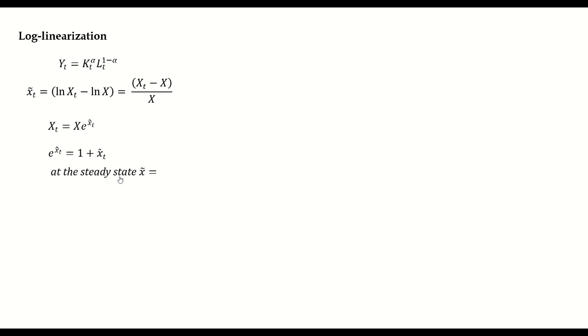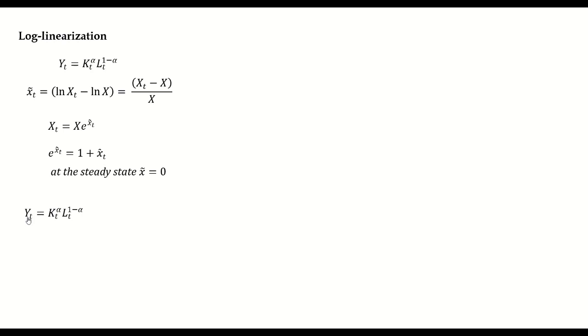So again, at the steady state we know that the percentage deviation from this equilibrium value would be 0. So the deviations would be 0. At the steady state, the variable would reach its steady state. At the steady state, xt would be equal to x. That's why xt tilde would be equal to 0. Okay, so with these shortcuts, let's try to log linearize this production function.